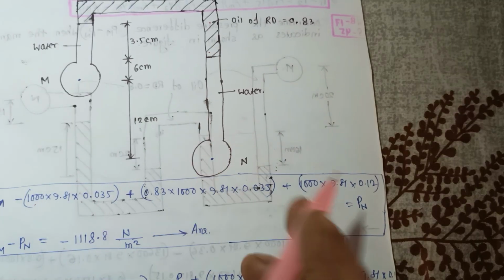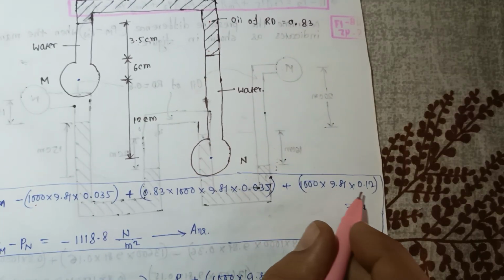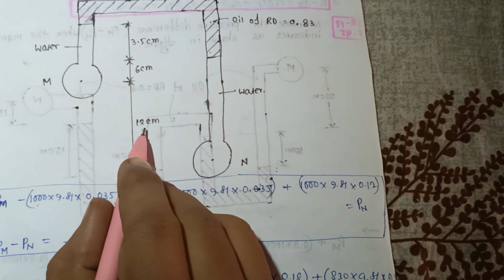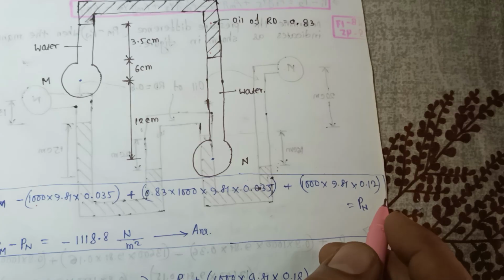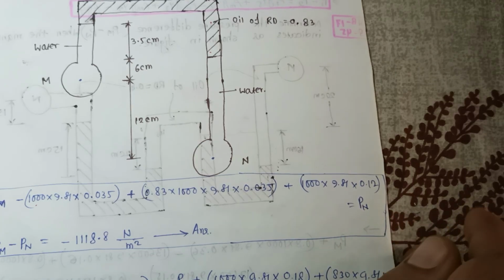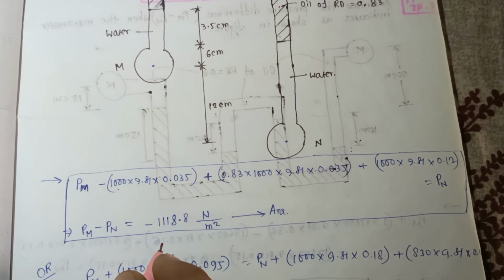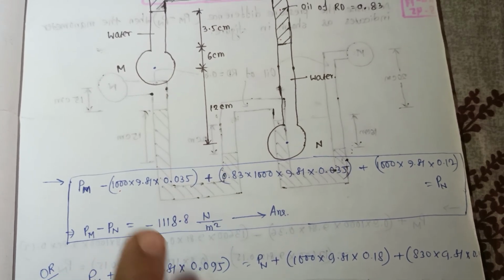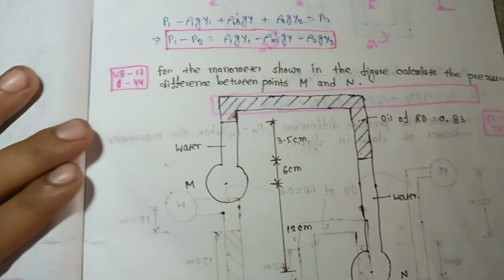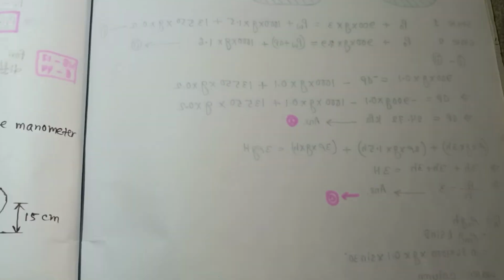Again it goes in the downward direction. There is water with density 1000 into 9.81 into 0.12 meter, that is equal to PN. From here you can calculate the value of PM minus PN. This is an easy question. Now let's understand another concept.